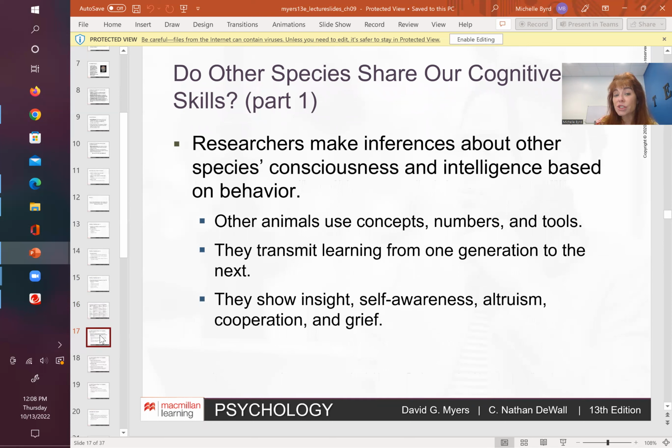Okay, do other species share our cognitive skills? Researchers make inferences about other species' consciousness and intelligence based on their behavior. Other animals use concepts, numbers, and tools. They do transmit learning from one generation to the next. They show insight, self-awareness, altruism, cooperation, and grief. So a lot of things that man has maybe considered to be human qualities are also found in the animal kingdom.